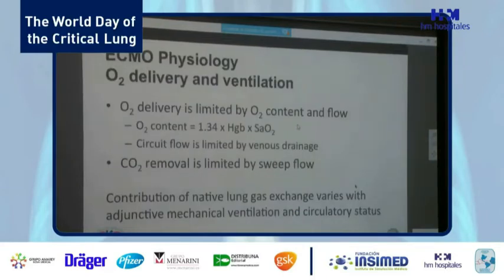The basic physiology is that oxygen delivery is limited by the content carried by the blood and the flow provided by the pump circuit. In general, the circuit flow in adults is limited only by the amount of venous drainage that you can obtain. Carbon dioxide removal or ventilation is limited by the sweep flow of gas passing by the oxygenator. Any contribution of native lung gas exchange can vary based on the patient's own respiratory status, the adjunctive mechanical ventilation, and the circulatory status.